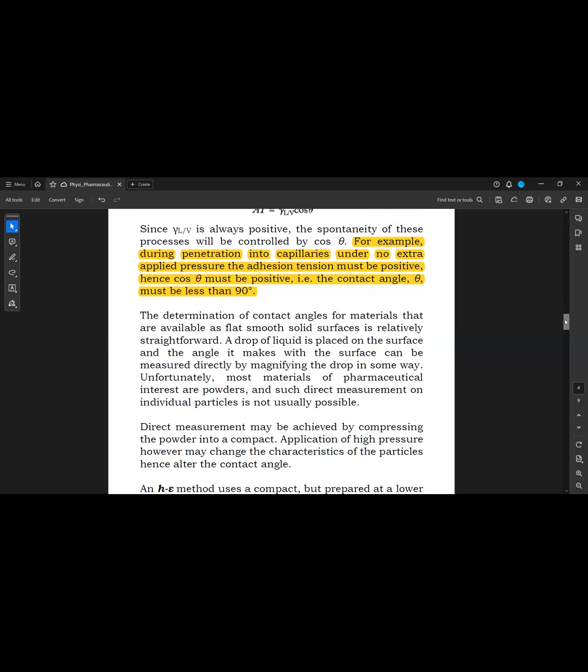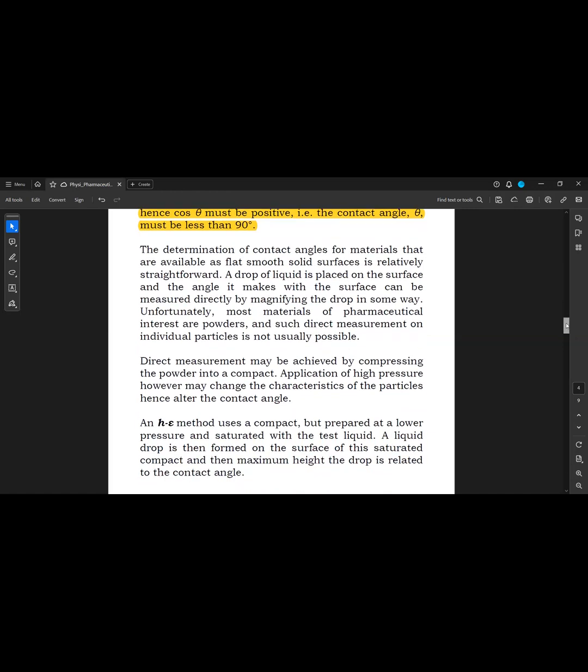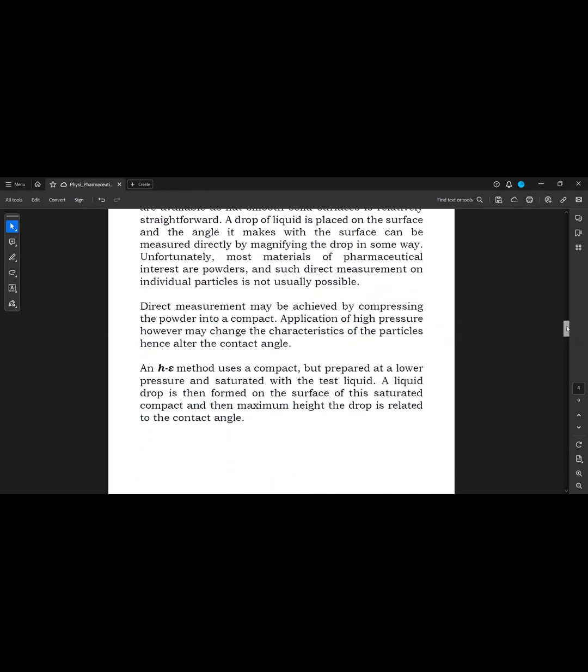In real situations, most of the materials of pharmaceutical interest are powders, and such direct measurements on individual particles are not possible. So direct measurement can be achieved by compressing the powder into a compact. I think we learned that with Calvin, when we were talking about the die machines. They were saying if you compact a powder, then it's easier to make measurements on it, because the particles become closer together or something of the sort.